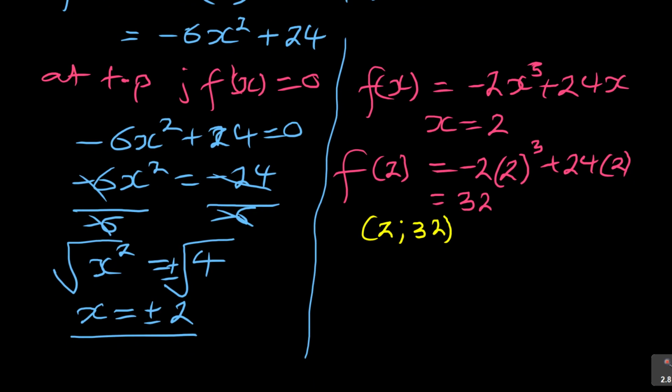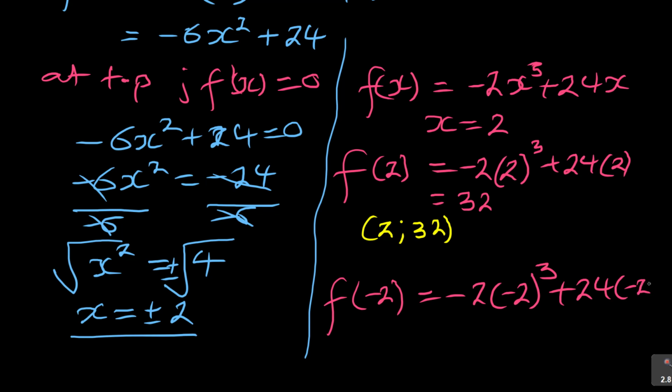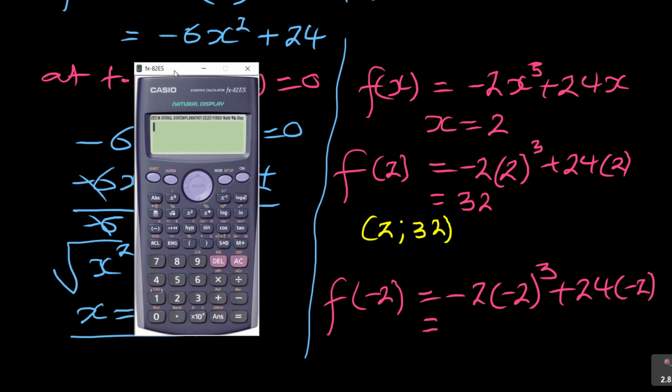The second turning point, again you repeat, f of what? f of negative 2 is equal to negative 2 bracket negative 2 cubed plus 24 bracket negative 2. See that? You do the same thing, it's a repeat, but in this case it's now negative 2. Are you with me?